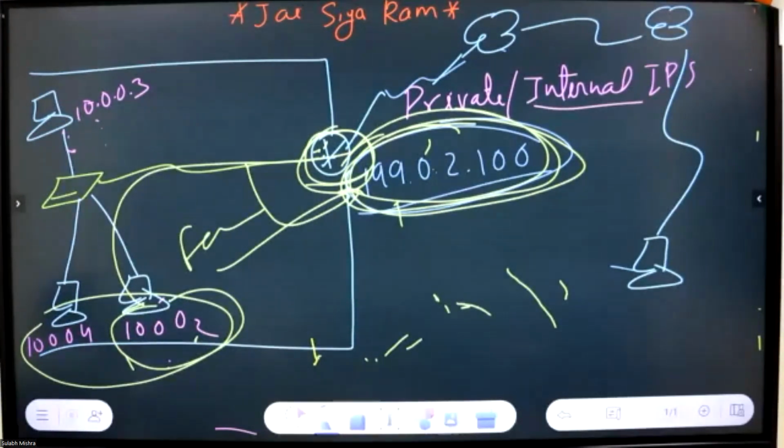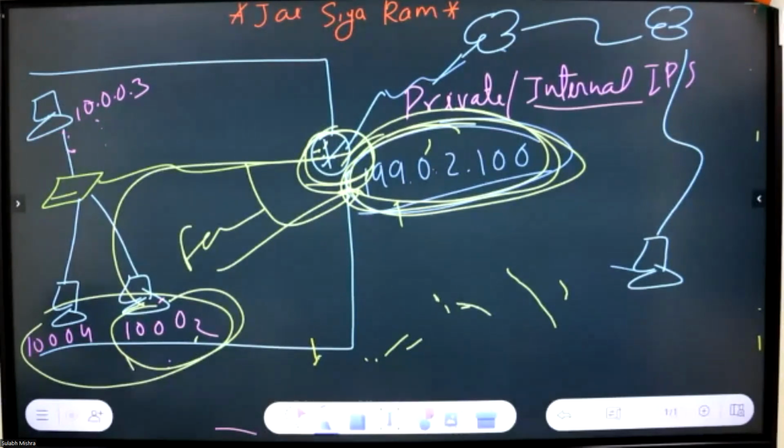The next is public IP address. Public IP addresses are the range of IP addresses using which we can access the internet.